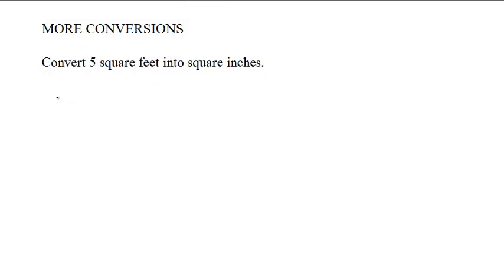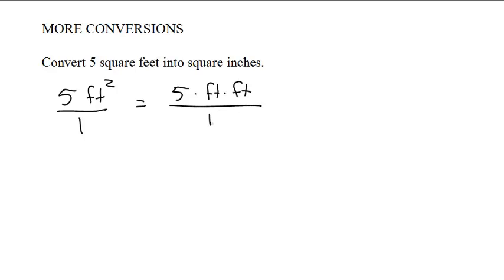Well, what is 5 square feet? That is 5 feet squared. If you want to write it as a fraction, it's 5 feet squared over 1. What are feet squared? That is 5 times feet times feet, all over 1. And we want an answer in square inches. That is inches times inches. Well, we're going to need a conversion. How do feet and inches relate? Well, you say 12 inches is 1 foot.